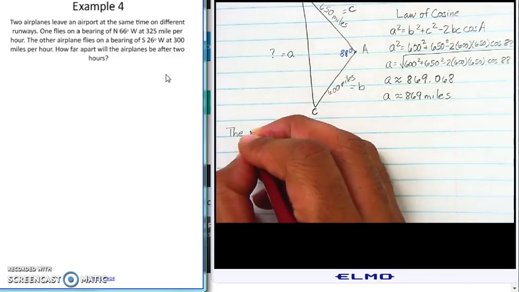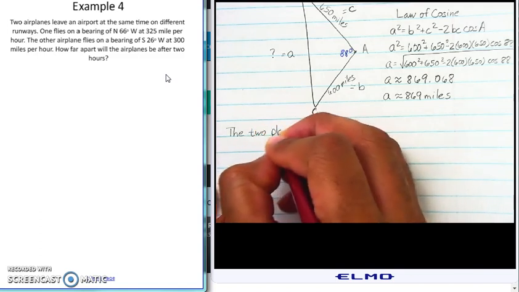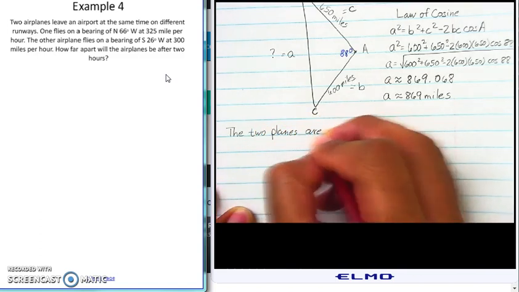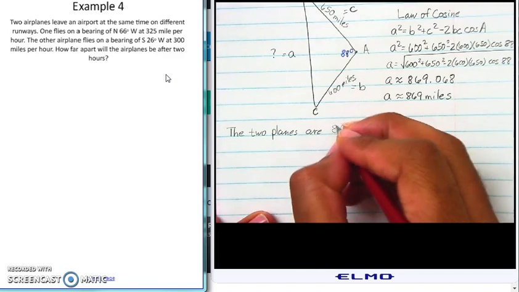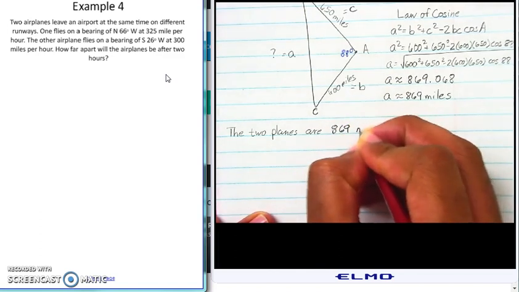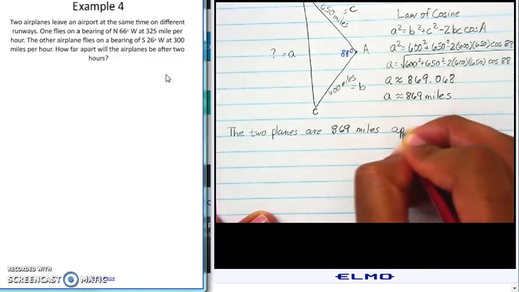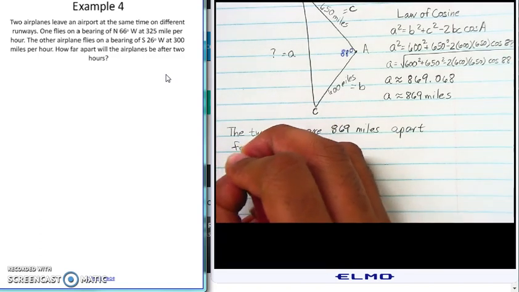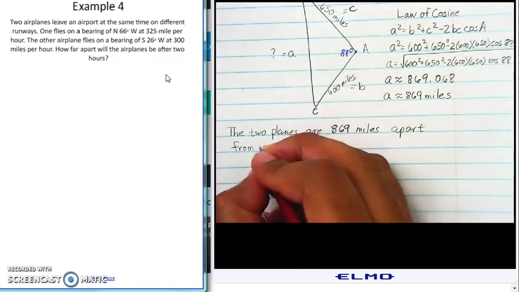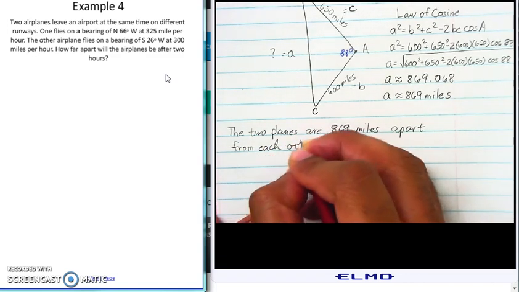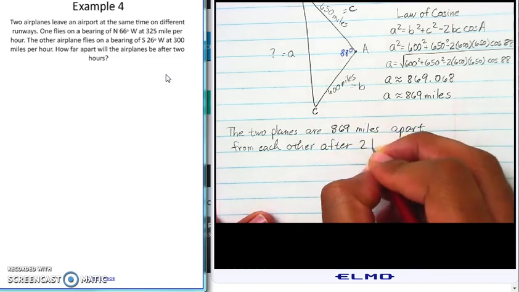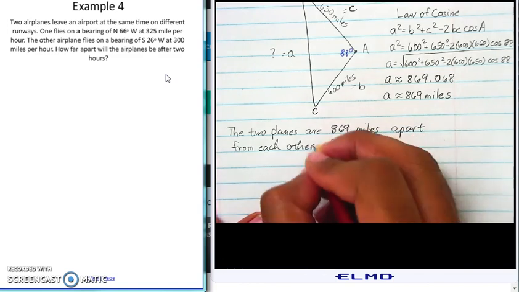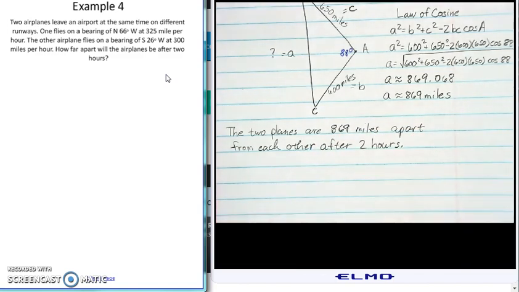So the two planes are 869 miles apart from each other. And make sure you add the "after 2 hours." Make sure you add that part. That's pretty much what the whole problem's been about. All right, so we're done.